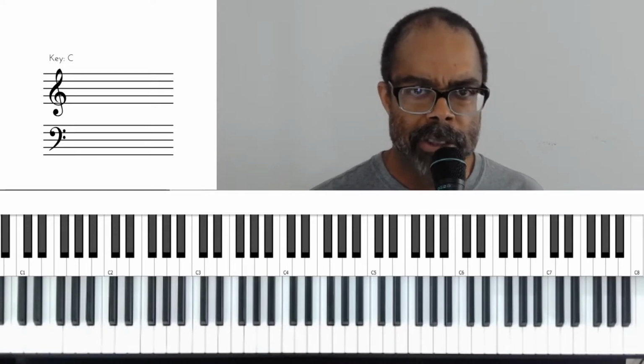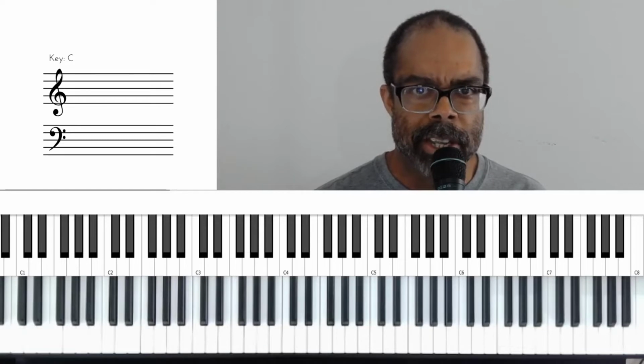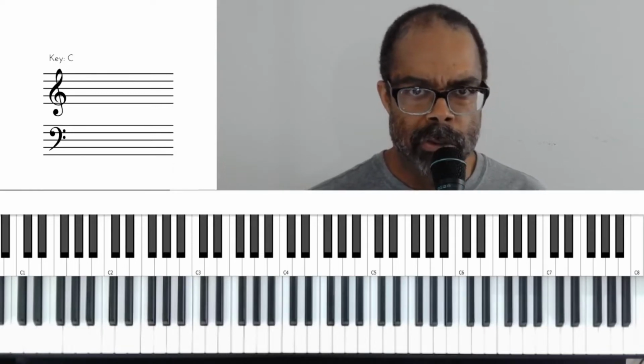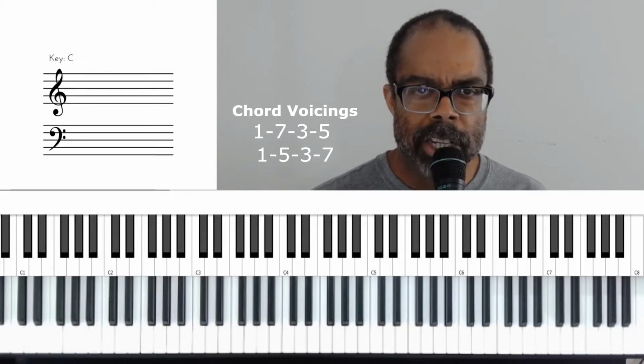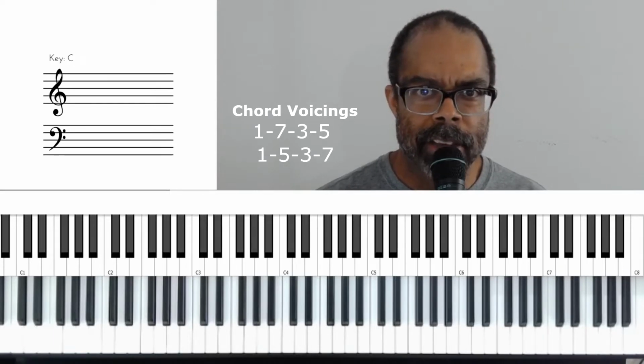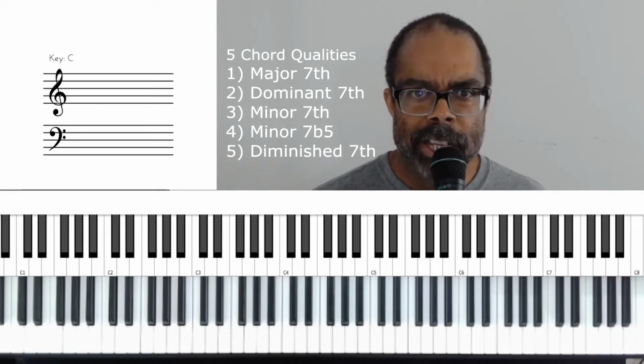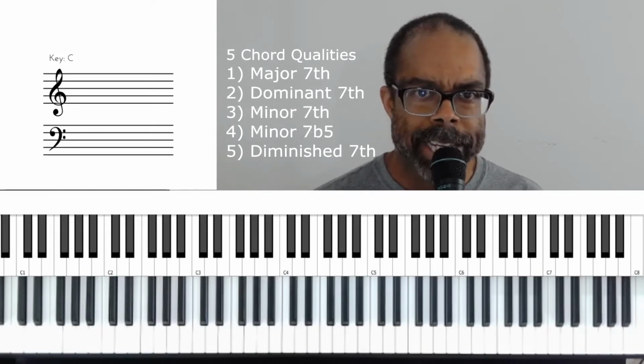So what I want to do is I want to cover the key of C, because the key of C is, when you're starting off, your easiest key, all right, for most folks. So what we're going to do is we're going to learn 2 chord voicings today. I'm going to teach you the 1, 7, 3, 5 voicing. And the second voicing I'm going to show you is the one that I just played, the 1, 5, 3, 7. Okay, so 1, 7, 3, 5, I call 1735. The other one, 1, 5, 3, 7, I call 1537.